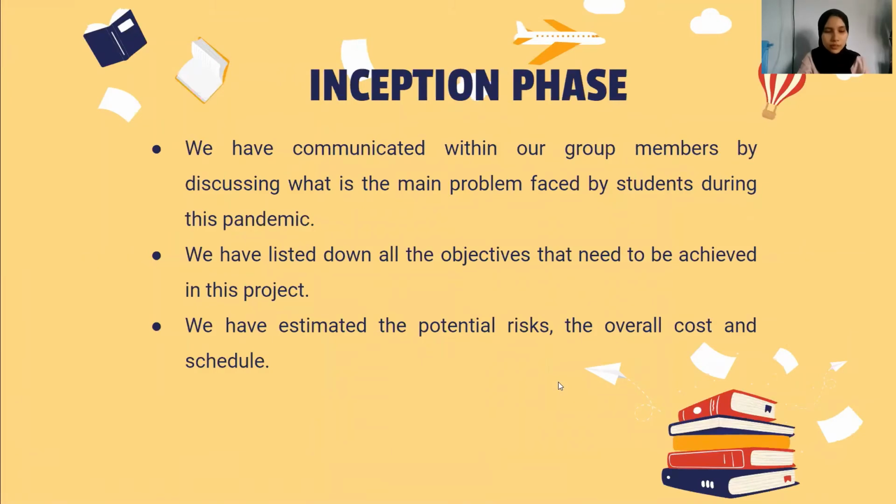So for the inception phase, it includes communications and planning. So we have communicated within our group members and we discussed what is the main problem faced by students during this pandemic. Hence, we have listed down all the objectives that need to be achieved in this project. We have also estimated the potential risks, the overall cost, and the schedule for the entire project to ensure the process of finalizing our project is able to run smoothly and to be clear of major scenarios that may happen in the future.